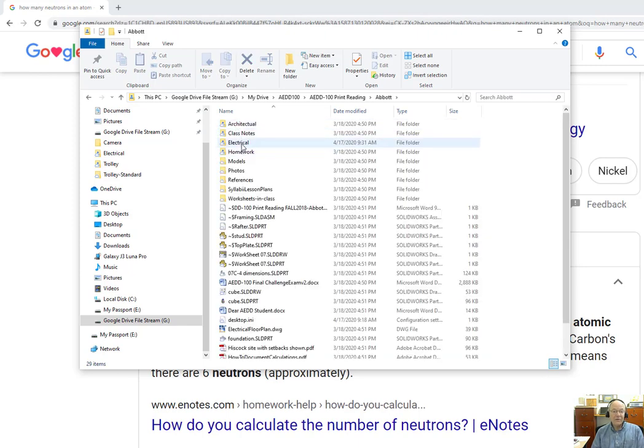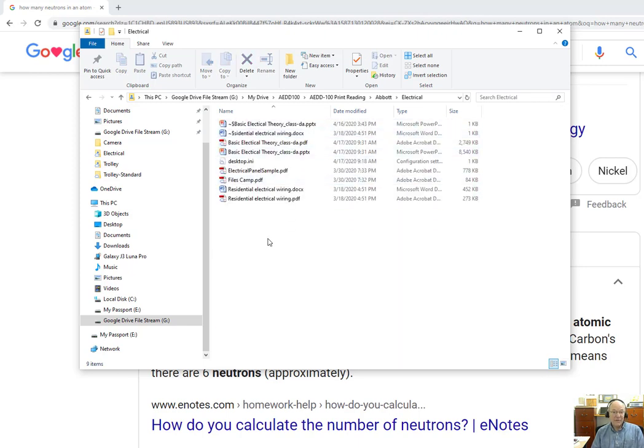In the electrical folder, you'll find a number of different references. One is a PDF of a PowerPoint that I put together on electrical theory. If you've already downloaded this, go and get it again because I've made some substantial changes to it to make it a little more useful to you in this distanced learning environment.